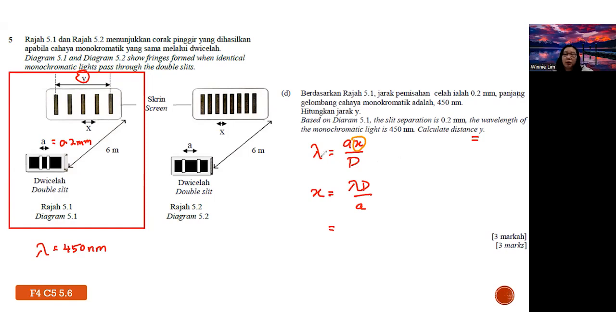Okay, now when you do substitution, something that you need to be careful about: you look at the units of all these lengths. Are they going to be the same unit or not? D is in meters, a is in millimeters, lambda is in nanometers. They are not in the same unit, which means they have prefixes. The prefixes are milli and nano.